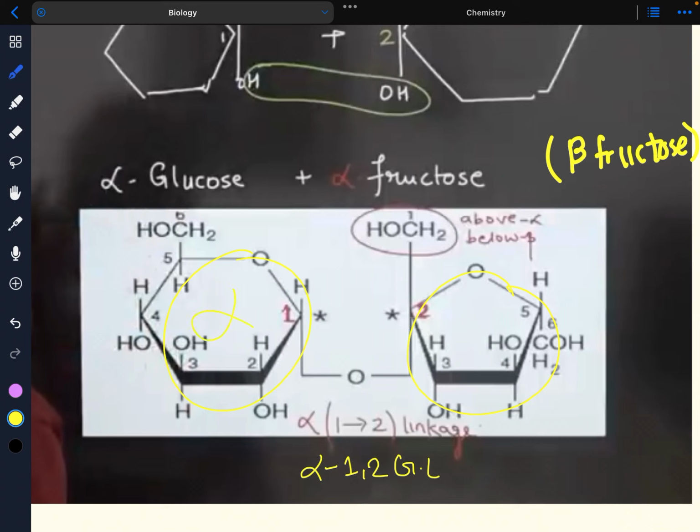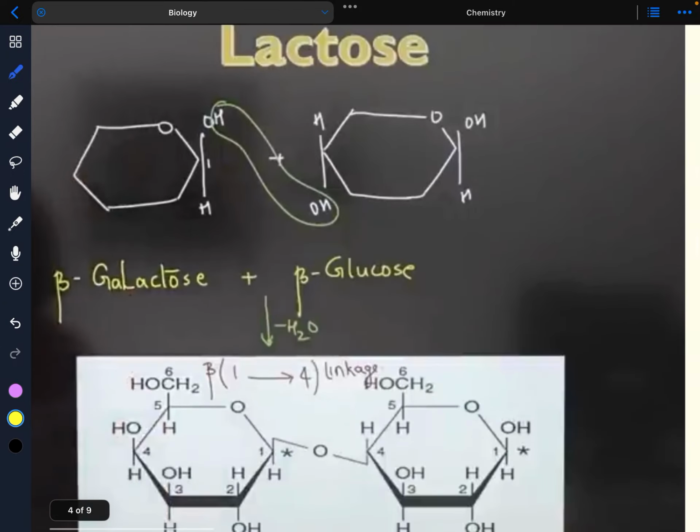In sucrose, the alpha glucose will be used and the beta fructose will be used. I know it's written alpha fructose, but according to the Federal Textbook Board, it's beta fructose. A lot of times you can see alpha fructose on some Google websites, and sometimes it's beta fructose. But all you need to do is follow your textbook, so it's beta fructose.